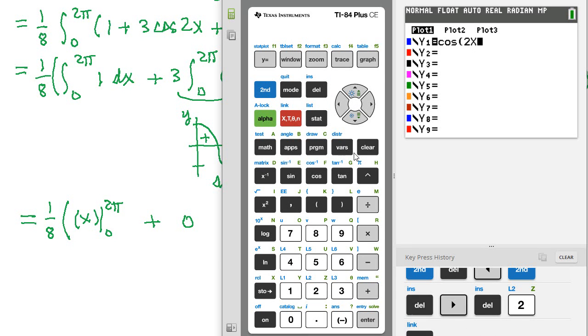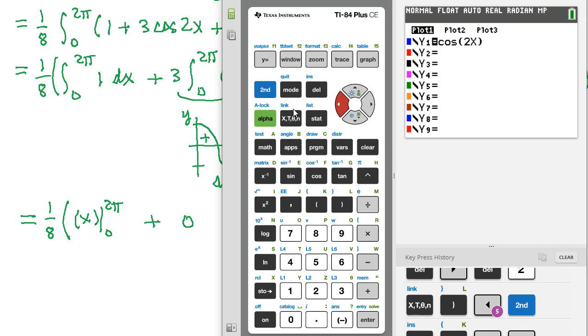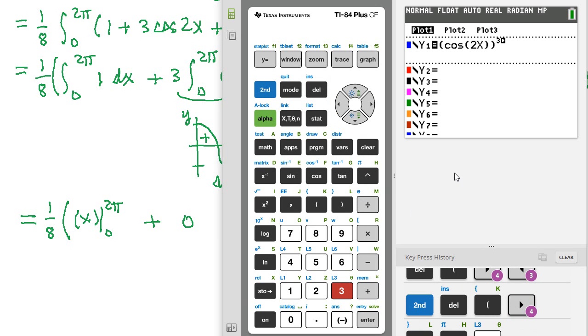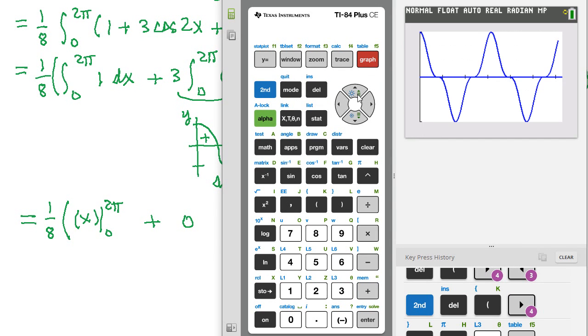2x, close my parentheses. I need to put parentheses around this whole thing. So it's going to be second insert a parenthesis, go out on the end. Whoops, didn't insert my parenthesis. There we go. And out on the end, close parenthesis, that whole thing cubed. That's how we have to do our cube. And let's go ahead and graph on that interval 0 to 2 pi.